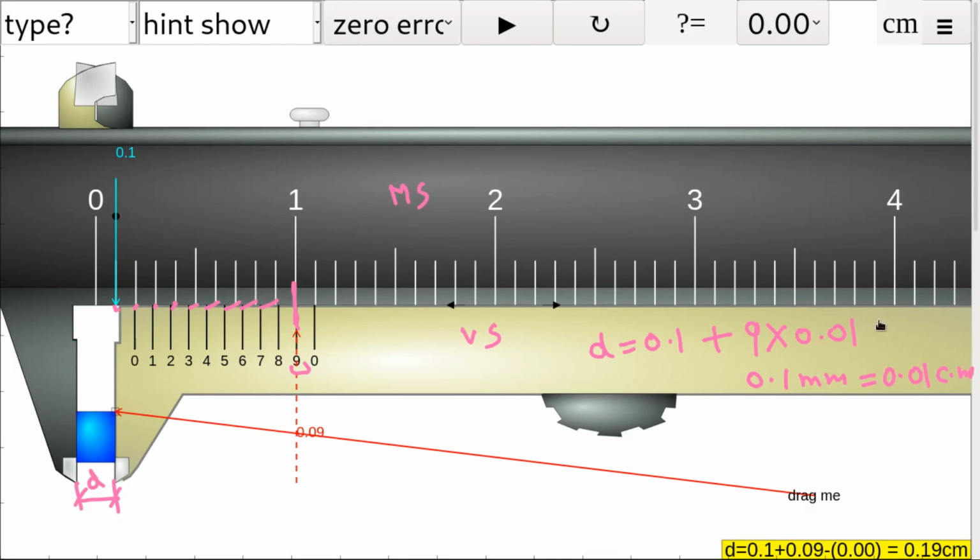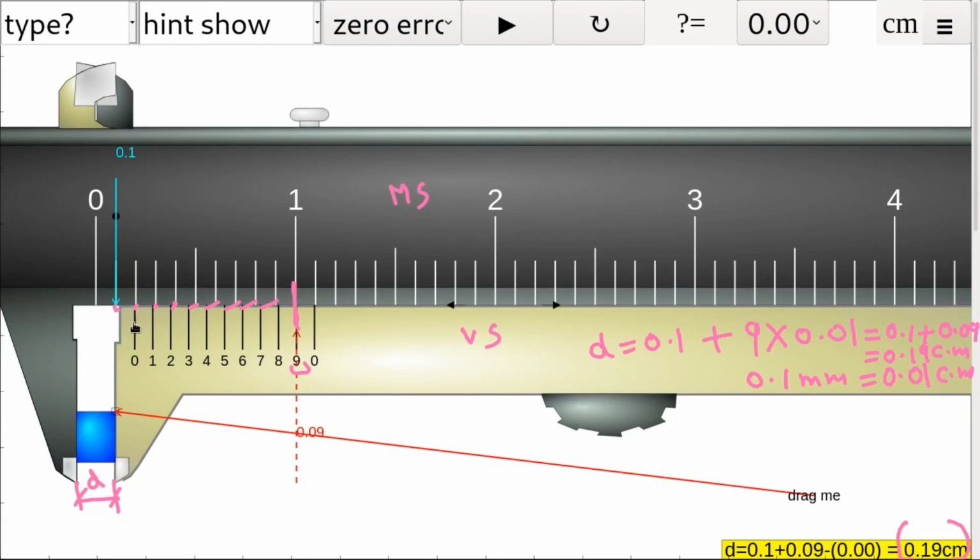Okay, so how much will it be? It will become 0.1 plus 0.09. So this is how much? 0.19 centimeter. So this is showing 0.19 centimeter. This is the length of this block. This 9th gap is matching.